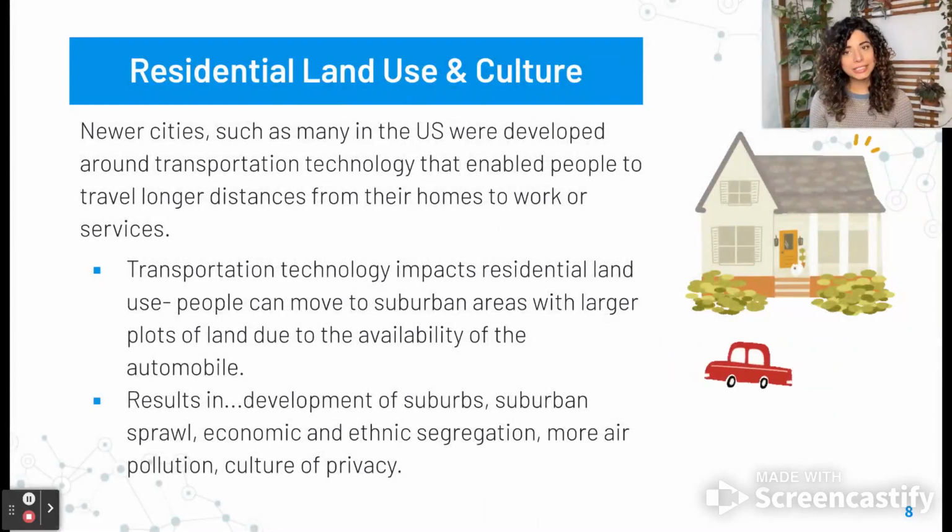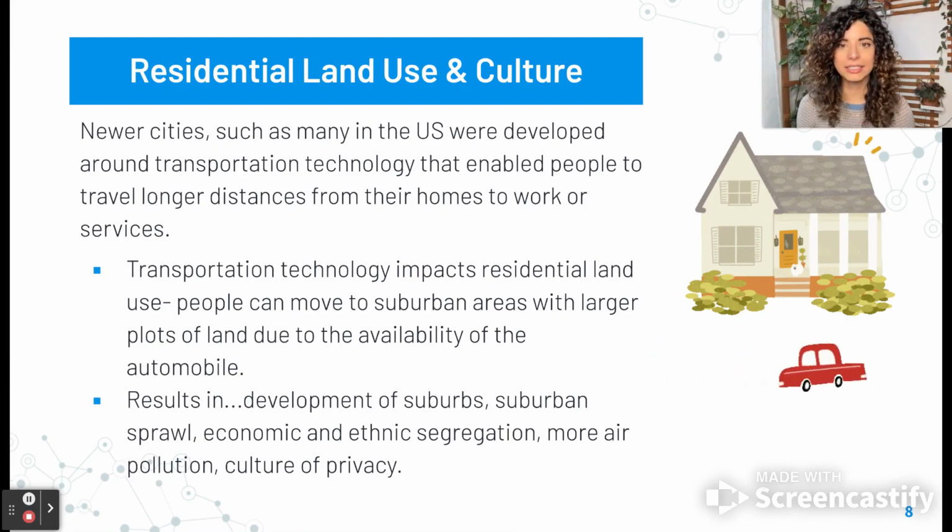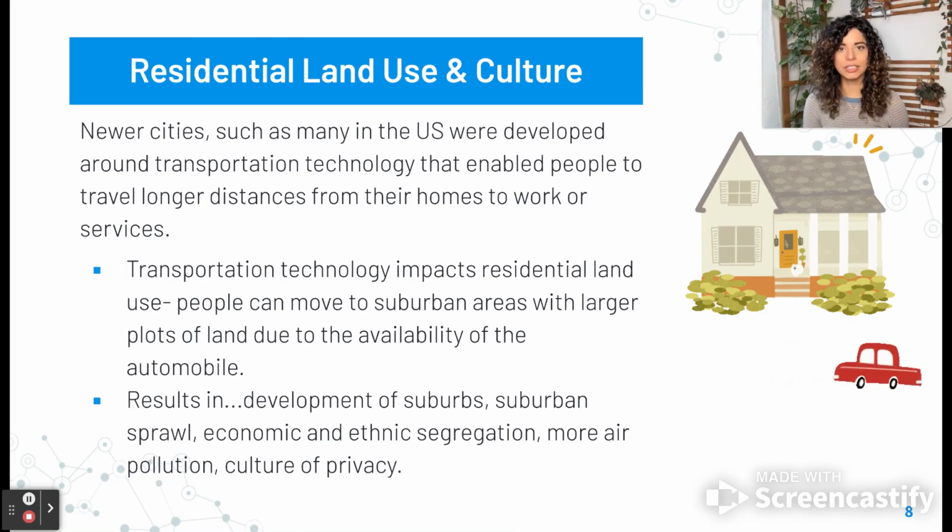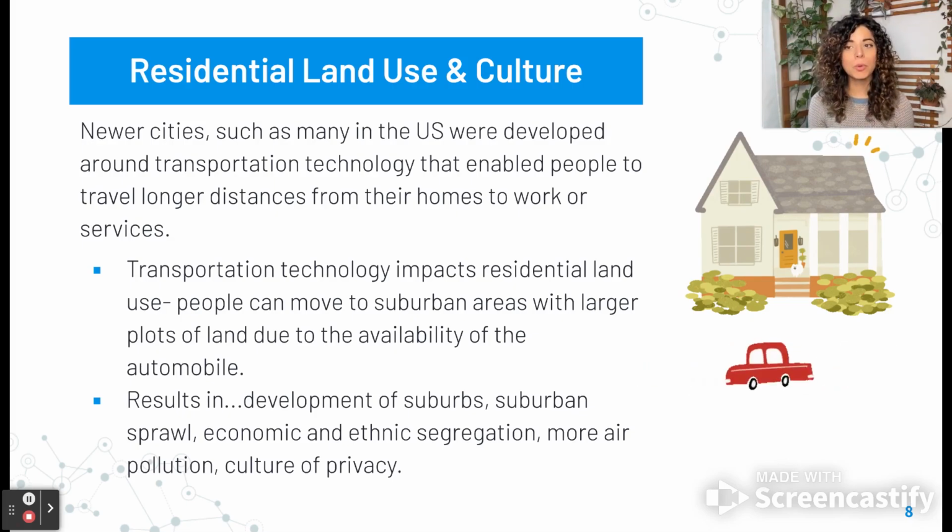So essentially we see more apartment buildings in city centers, higher population densities, and less space for the use of cars. So in a lot of these older European cities, we see narrower streets, right? Families are also more likely to gather in public places just because there's space that was built in for that. So in newer cities, so like let's say the United States, right? That's a newer place than a lot of these older European countries. They were developed around transportation technology. So that meant that people were able to then travel longer distances from home to work or going to the store and things like that.